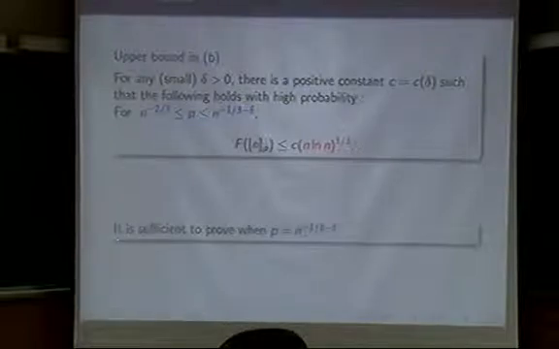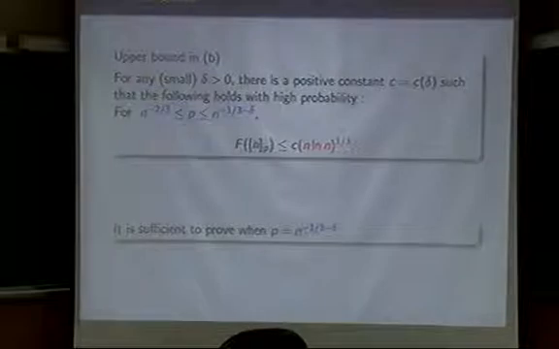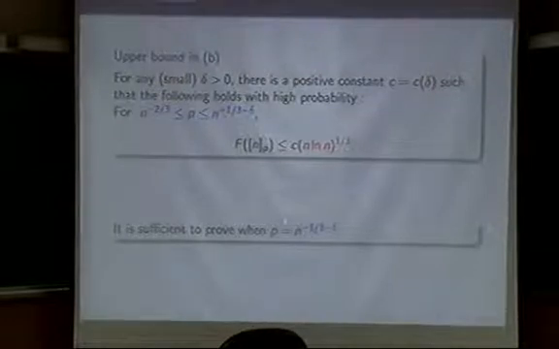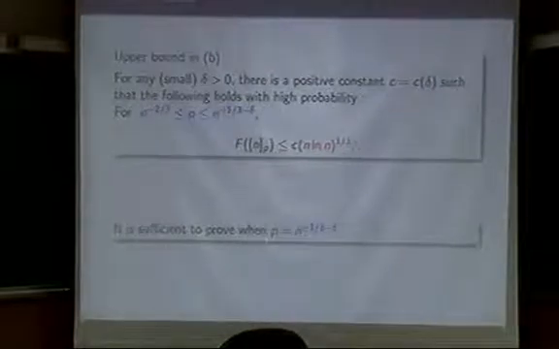Actually it is sufficient to prove this when P is n to the negative 1/3, which is the largest one. Because if we have this upper bound when P is the largest, then if P is smaller, the random set will be smaller, right? So the maximum size of the Sidon subset will be smaller. So for small P, we can have the same upper bound. So we only need to prove this when P is the largest.